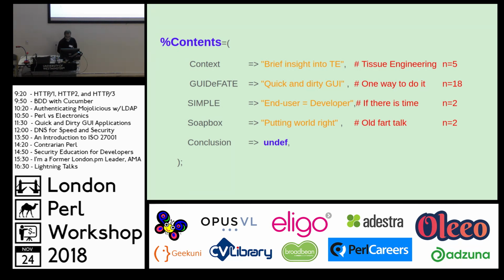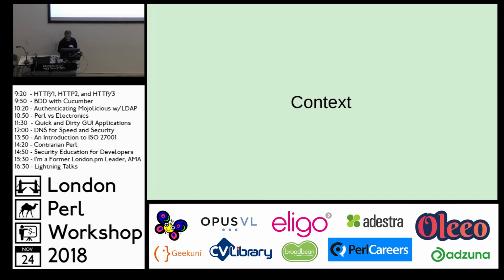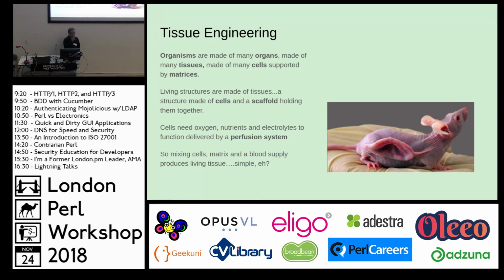I'm sure we won't have time. So basically, one of my interests is tissue engineering. Just for a potted understanding of tissue engineering, organisms are made of cells. Cells are supported by matrix. They're nourished by a blood supply. So technically speaking, you could take a bunch of cells, take a sponge made of plastic, which is biodegradable, and give it a blood supply, and you've suddenly got a living construct.